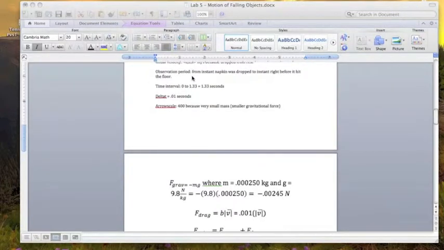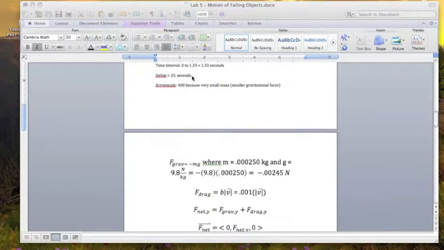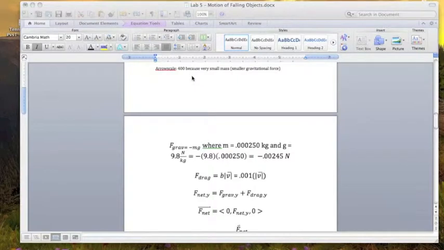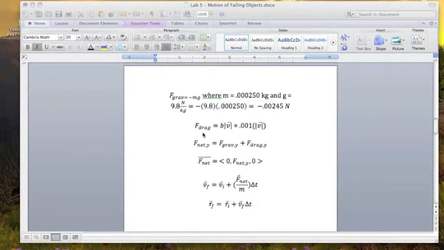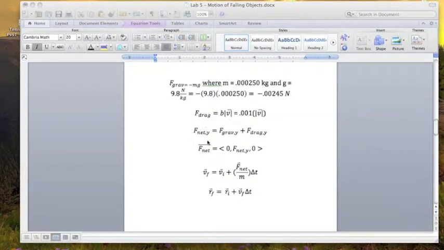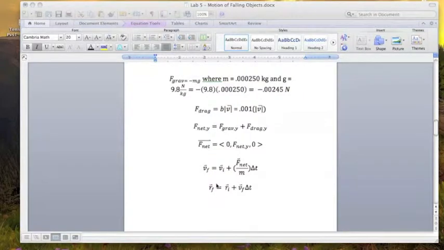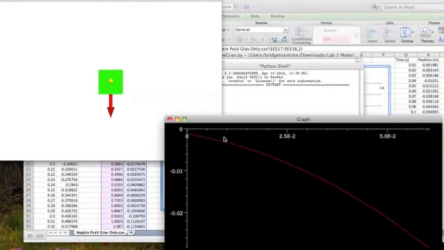I observed it from the instant the napkin was dropped to right before it hit the floor. The time interval was about 1.3 seconds, delta t at 0.01 for precision. The arrow scale is 400 because it's a very small mass. And the same position update is going on in the code. Net force is calculated as the sum of drag force and gravitational force, the momentum principle updates velocity, and then finally the position update. Here's the code of gravity only.